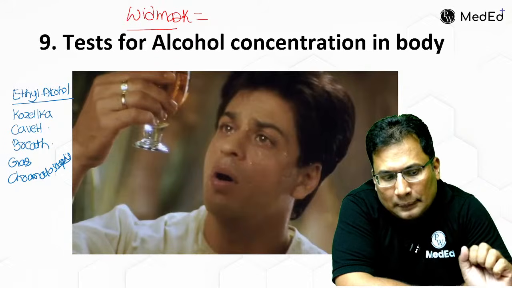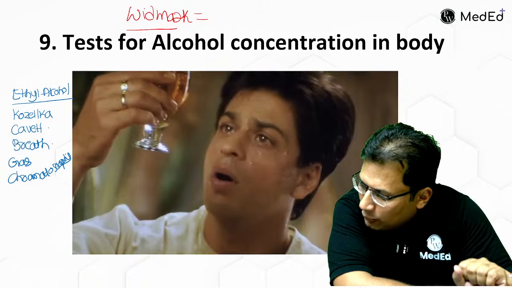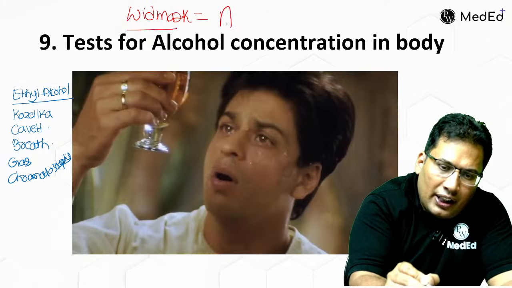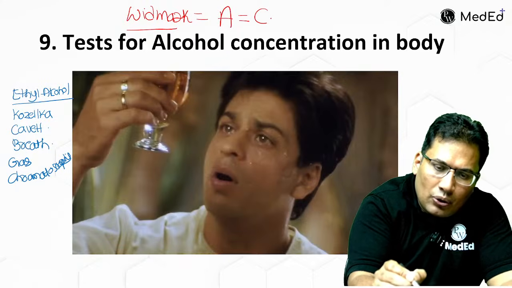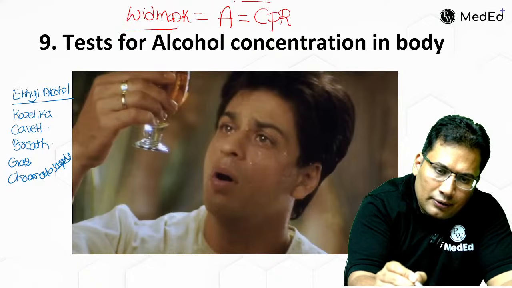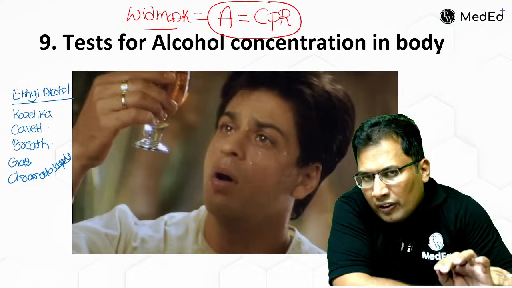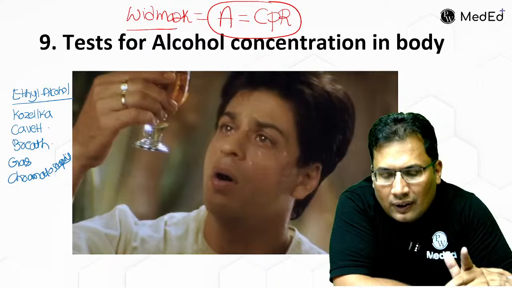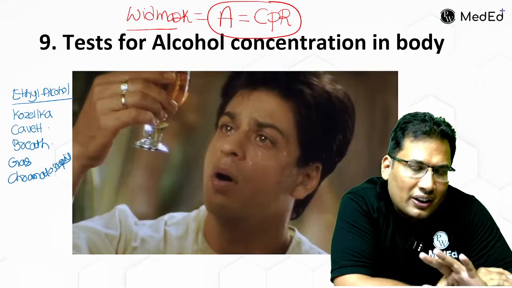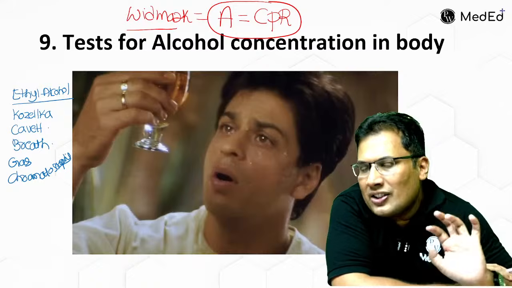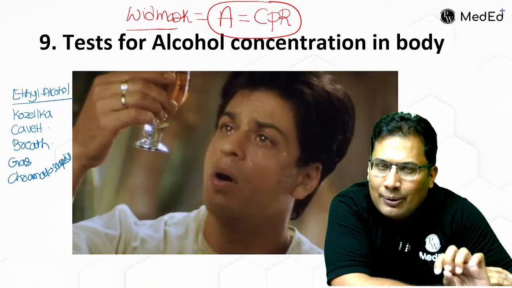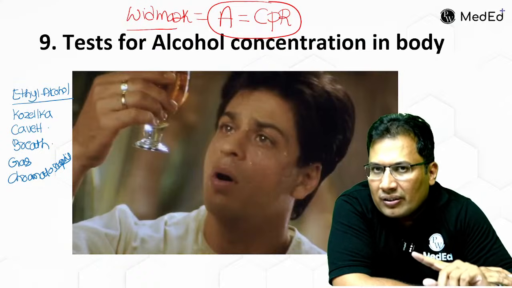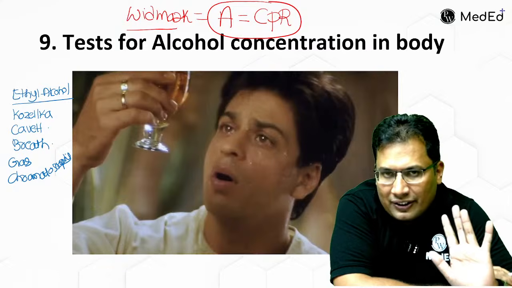What is Widmark formula? One formula is there. What is that? Formula is A is equal to CPR. So amount of alcohol present in the body is equal to concentration of alcohol in the blood, P is the body weight, R is the constant. So this is very commonly asked 3 marks question. So this can be used in blood as well as the urine. But the formula differs. If it is urine, the formula differs.